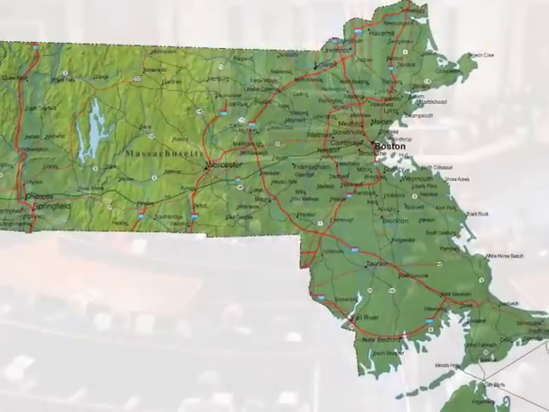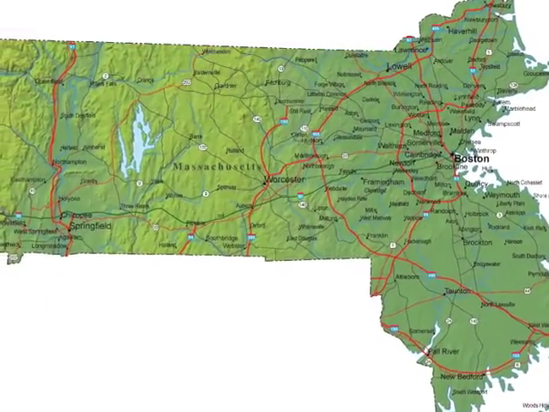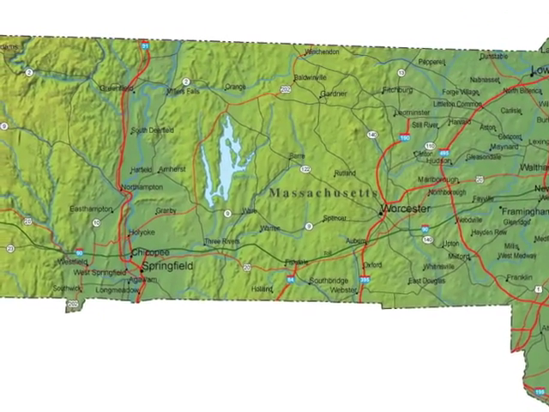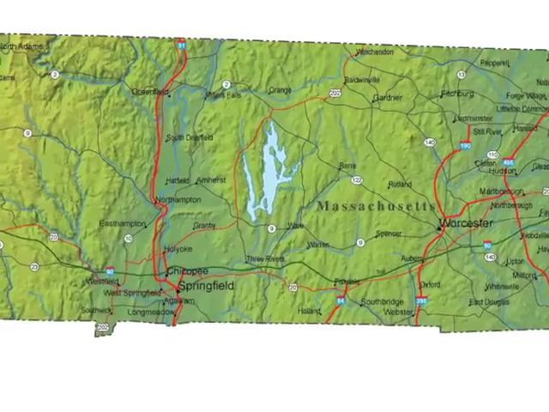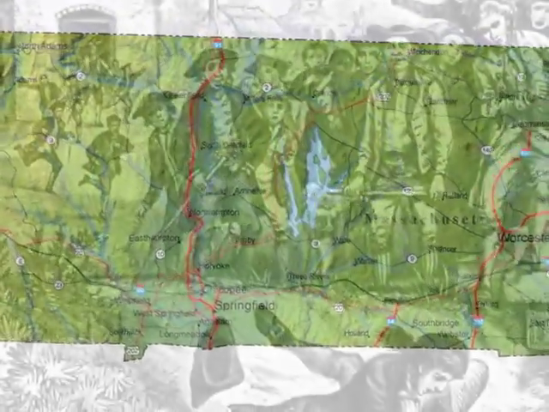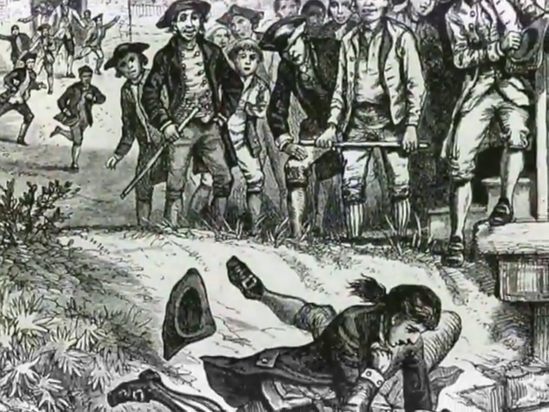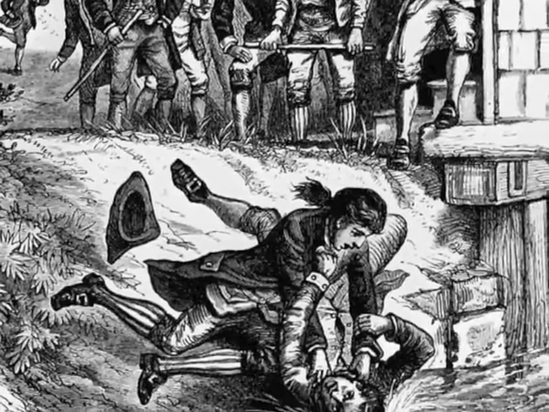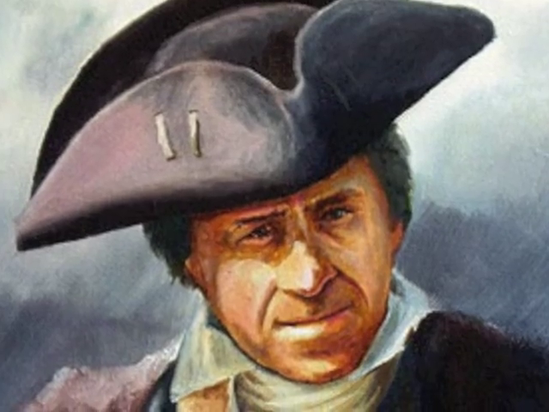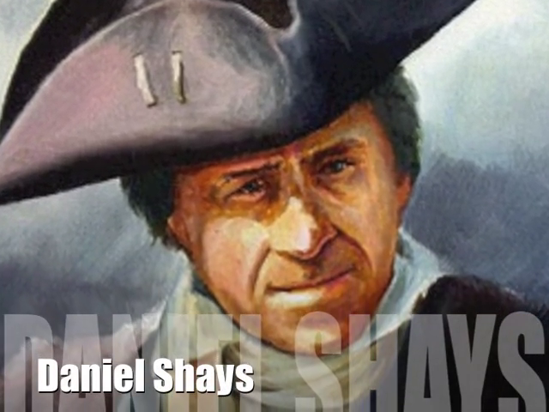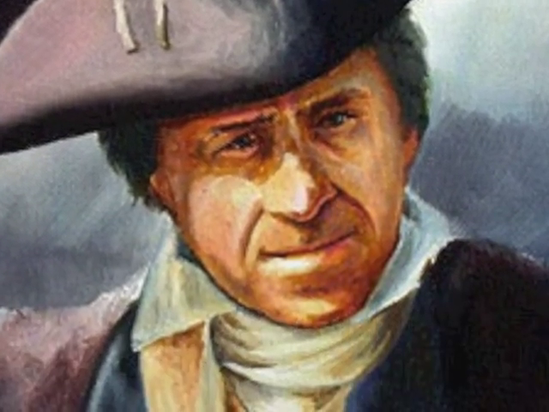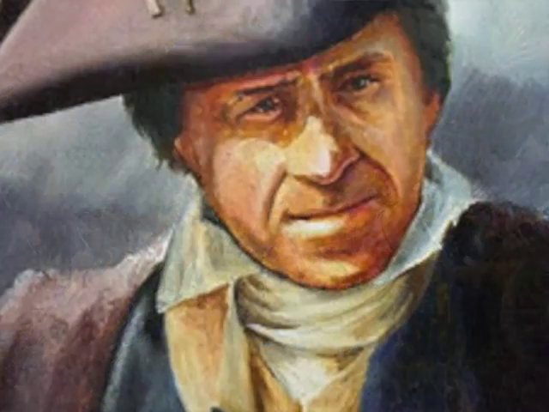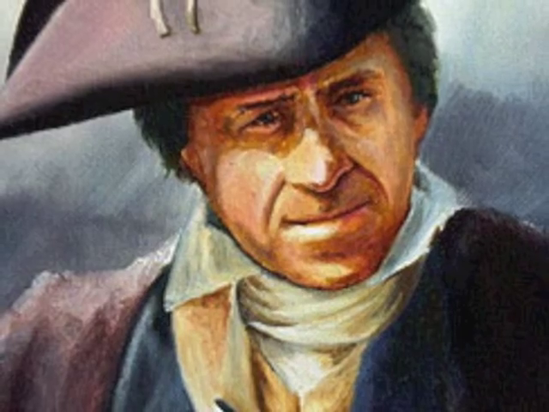Well, in western Massachusetts, a group of veterans of the Revolution began to protest the taxes that were being collected in Massachusetts. They began to challenge the authority of the state and of the national government, the United States of America. This group was led by a fellow named Daniel Shays, a man who fought in the Revolution. He was at Lexington and Concord, Bunker Hill, and Saratoga. We would call him, in most respects, a great American.